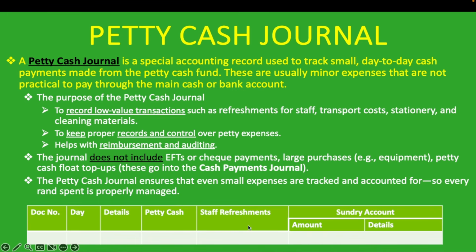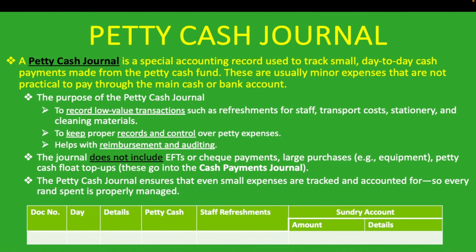So, for instance, we've got a column for staff refreshments here. So any money that has been paid out for staff refreshments will not go into the sundry account because we have a column for it here. But anything else, let's say you bought cleaning supplies, then you definitely put the amount here, which is the same amount that would have been in petty cash here, and you put the details here as cleaning supplies, if that's where you allocate the cleaning supplies expenses to. Okay, I hope that has made sense, but you'll understand much more as we go through this example.